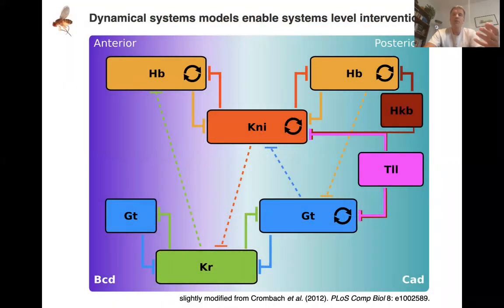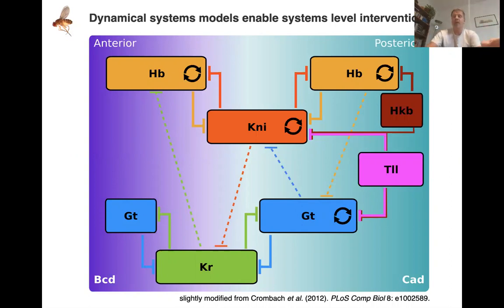Okay, so we've used this dynamical systems approach I showed you last time. And I showed you how it enables us to deconstruct the causal flow in such systems, but it enables us to do something more, okay? And this is very important here. What it allows you is to do systems-level interventions.